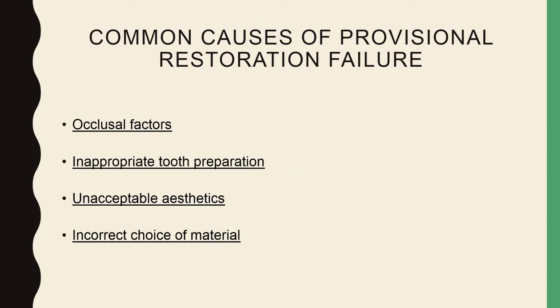Provisional restoration failure could happen due to occlusal factors, which is the most common cause, inappropriate tooth preparation, which leads to thin restorations or inadequate retention, unacceptable aesthetics due to choosing the wrong shade or having inadequate polish, and having incorrect choice of material. Since choosing the material depends on the load being applied, the period for which the provisional is to be worn, and the length of the span. The longer the span, the better it is to use a lab-made one.